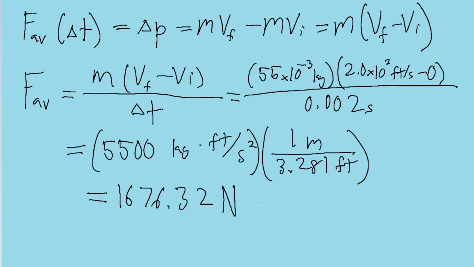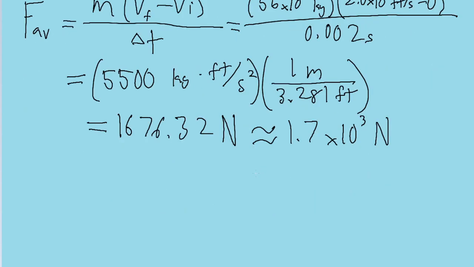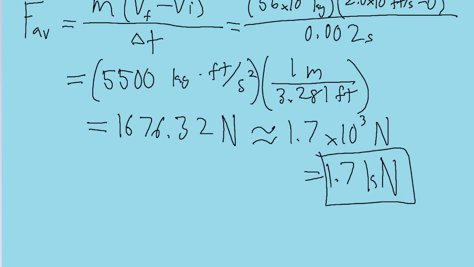And of course, we can round that into scientific notation as closer to 1.7 times 10 to the power of 3 newtons, or more simply written as 1.7 kilonewtons. And that is the answer to this problem.